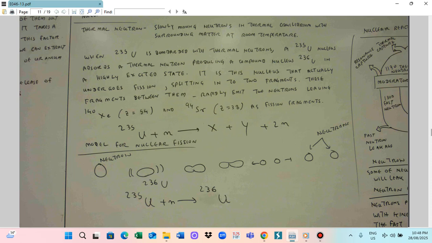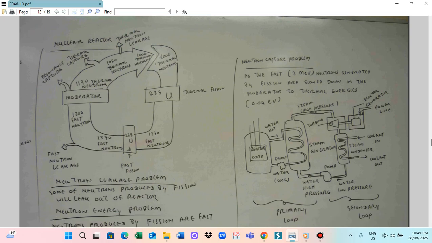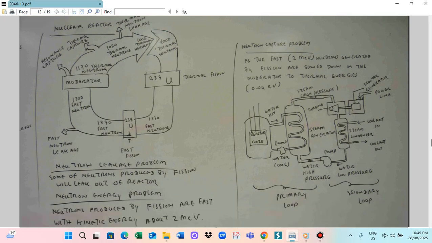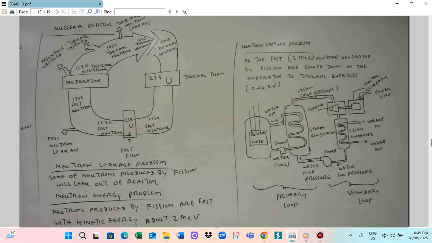So in this case, that uranium 236 will split into two fragments. The fragments become barium 140 and strontium with Z equals 38. The two will be coming out as fission products. Fission is a very high power process, so it can produce nuclear energy. Therefore we write down the equation for this here.